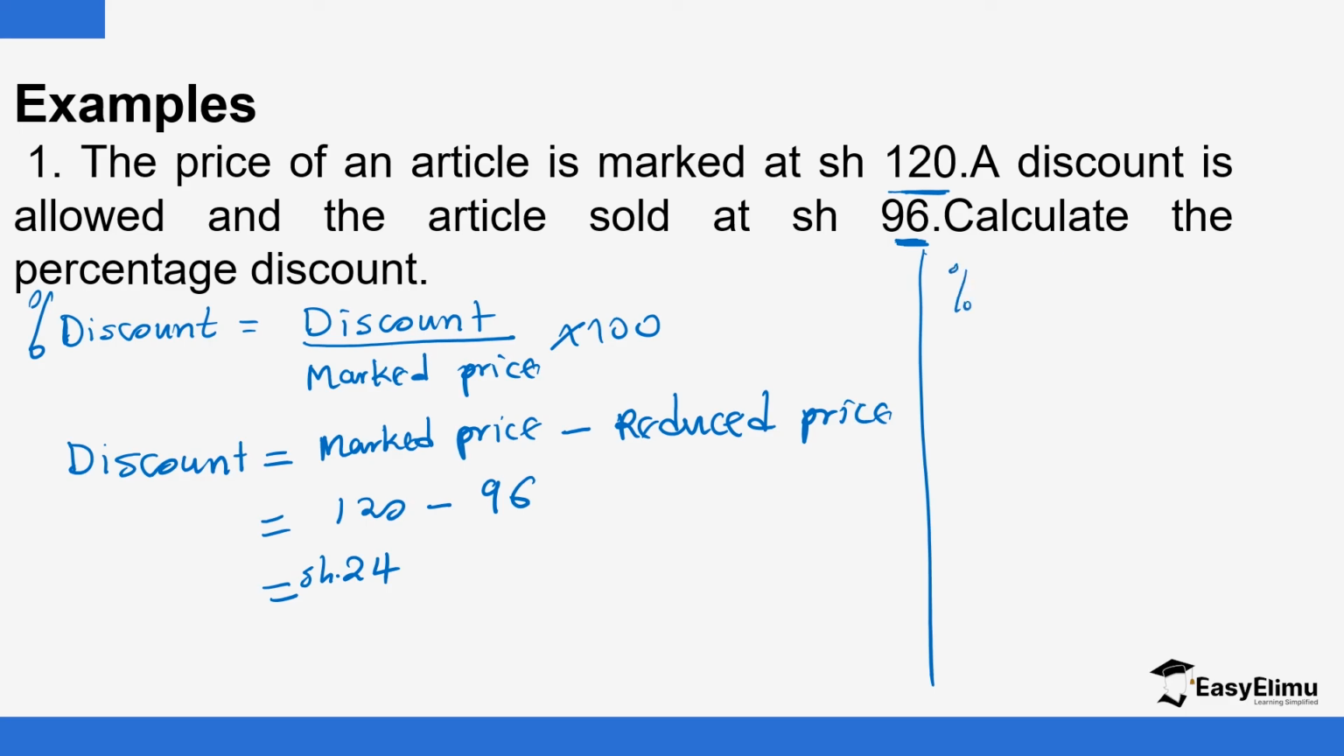So we have percentage discount, which is now 24, over the marked price, the original marked price, which was 120, and then you multiply by 100%. So what do you get when you do this? This becomes 20% discount allowed on this commodity.